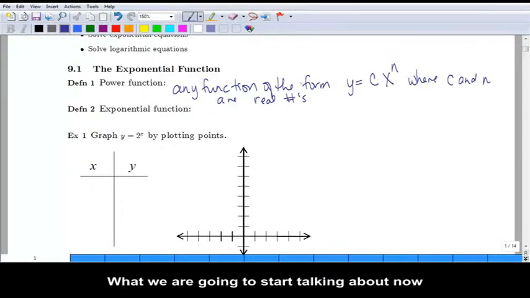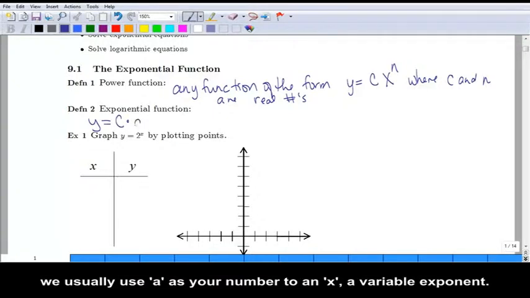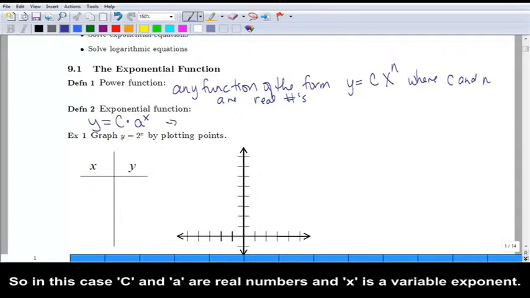What we are going to start talking about now are what are called exponential functions, and exponential functions take on a different form. They take on the form of some constant times, usually use a as your number, to an x, a variable exponent. So in this case, c and a are real numbers, and x is a variable exponent.